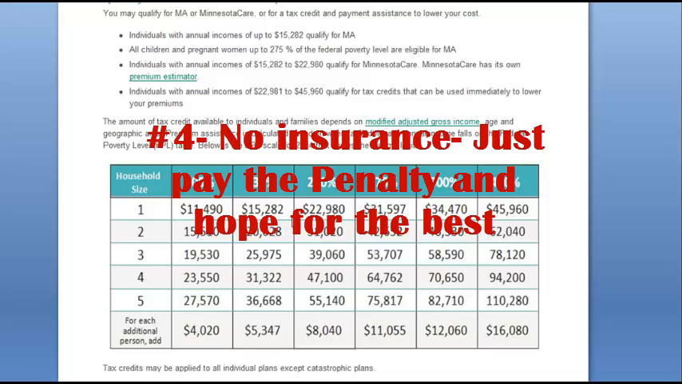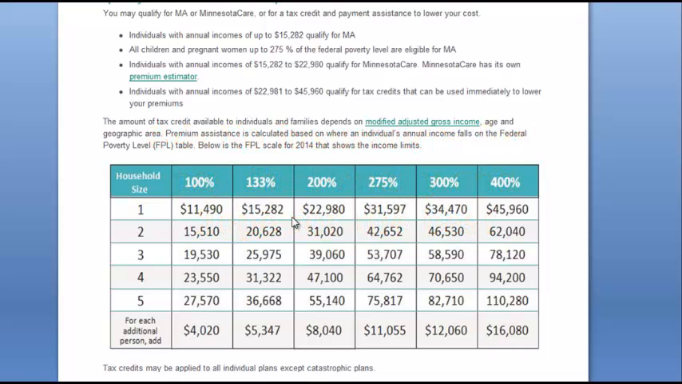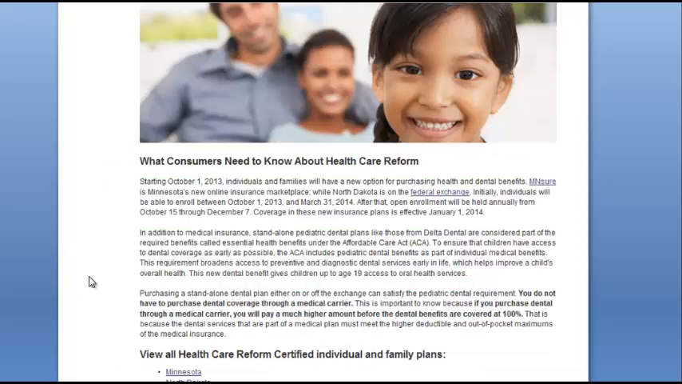I don't know how they are reconciling the penalty yet, but it's 1%. I know it's 1% of your adjusted gross income as a penalty, or $95 for the year, so not too bad. Another note to look at is on dental.